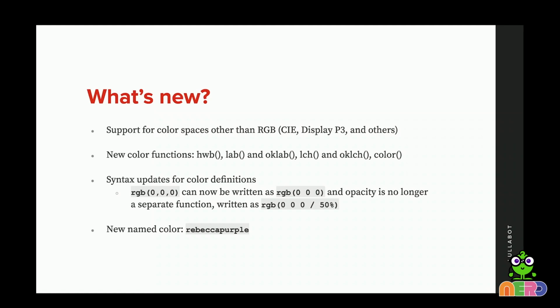And also in Color Module 4, there's a new named color. It's a color called Rebecca Purple. This came to be about 10 years ago. There was a person who was kind of a pioneer of CSS named Eric Meyer. He had a daughter named Rebecca, and she passed away from a brain cancer in 2014. So in honor of her, the CSS working group named a color after her. So that's why it's called Rebecca Purple.